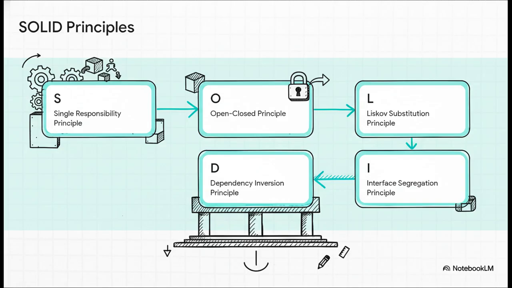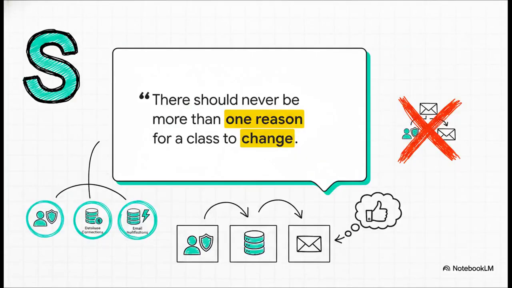Let's just quickly touch on what each of these letters stands for. The S stands for the single responsibility principle. And the idea here is so simple but so powerful. A class should do one thing, and it should do that one thing well. Think about it. If you have one class that handles user logins, database connections, and sending emails, well, a tiny change to the email system could accidentally break the login feature. Separating them just makes the code so much safer to work with.